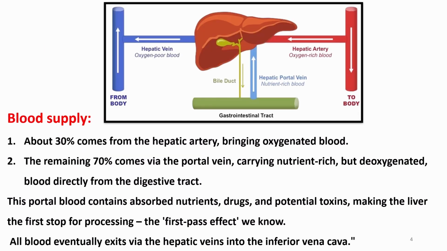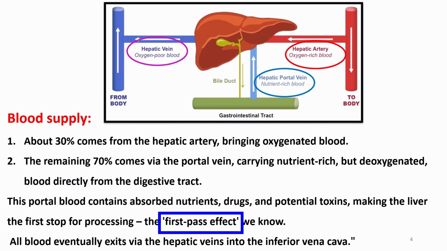Let's explain the blood supply of the liver. 30% of blood reaches the liver from the hepatic artery, which is oxygen-rich, while 70% is from the portal vein, that is nutrient-rich but oxygen-poor. So we can explain first-pass effect, as blood from the intestines flows to the liver first, allowing detoxification and nutrient processing before reaching general circulation.